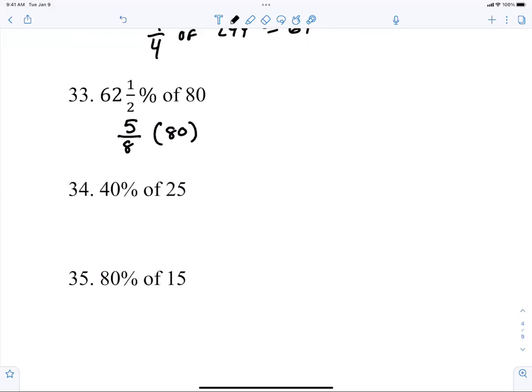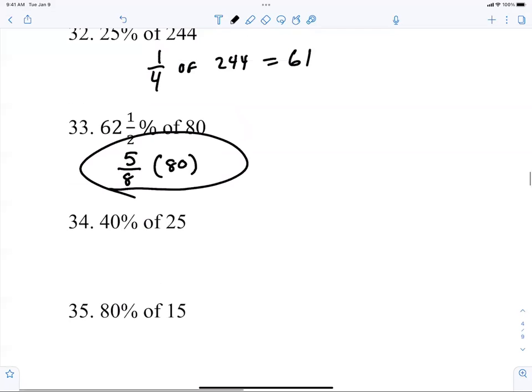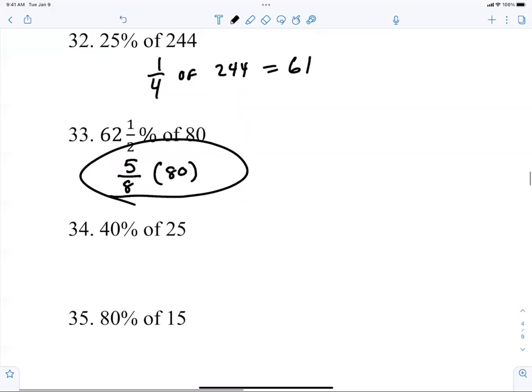Well, we have to show you that we're not giving you the exact answer of 62.5. No. Yeah, I'm going to understand your train of thought if you write it down. I don't care what the answer is. Like this 5/8 times 80 is perfect for me on the test because that shows me you know. 25% is 1/4. That shows me that you know. You with me on that?